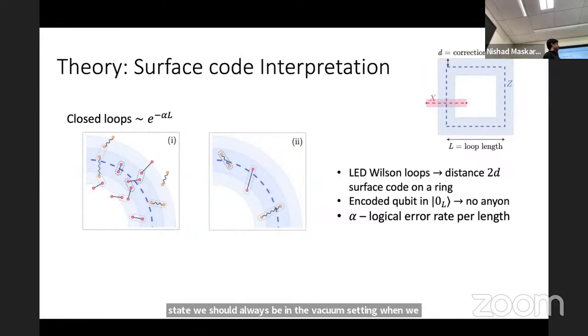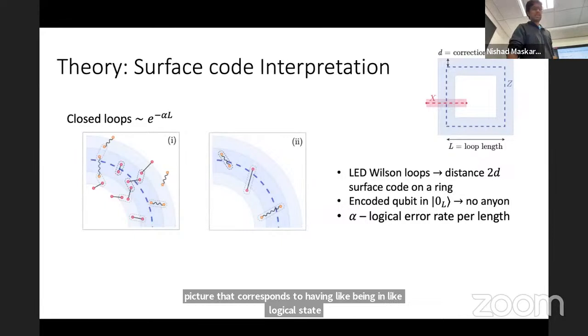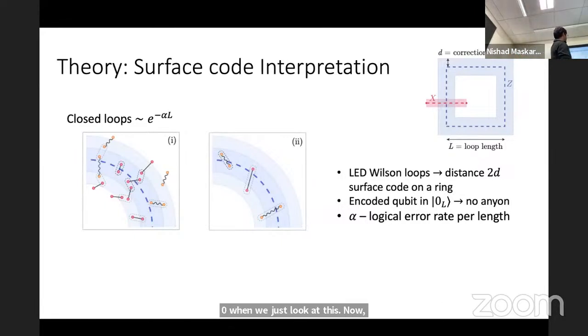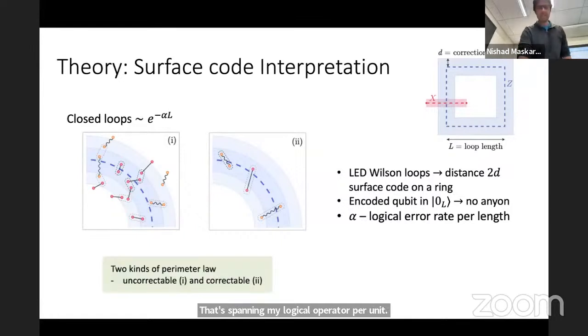And in the surface code picture, that corresponds to being in logical state 0 when we just look at this loop. Now the perimeter law decays with some rate, so it's like e^(-αL), and this α essentially encodes the logical error rate per unit length. Essentially, it's like what's the probability that I have a string that's spanning my logical operator per unit length. And so the uncorrectable and correctable regimes are fundamentally different.